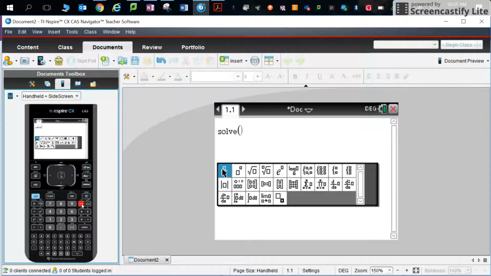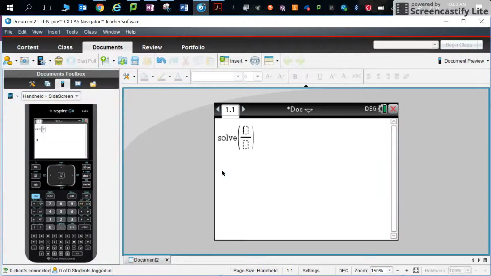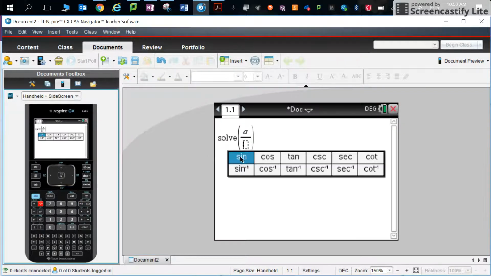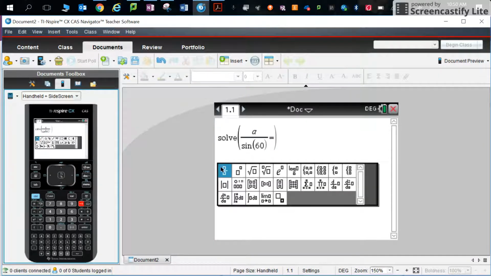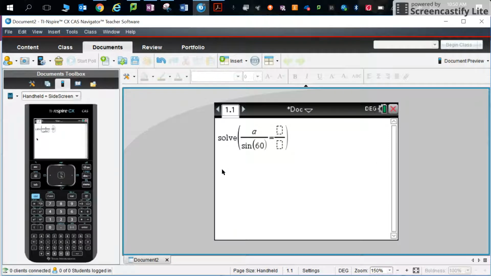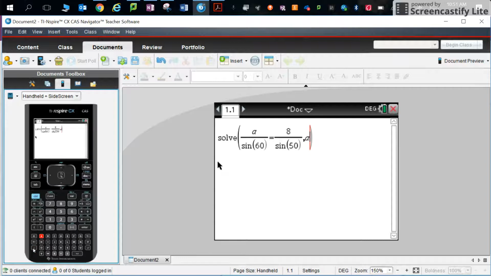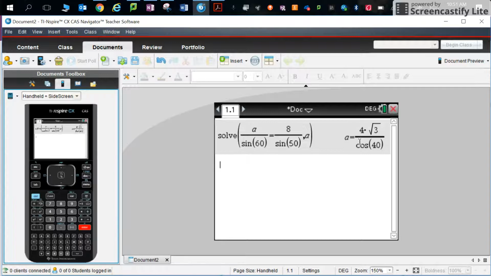Put in the fraction. A sine 60 equals fraction 8 over sine 50. And now we're solving for A, so we need to go comma A. And when we solve that, it might come up with a different term. We just want to make sure we change it.